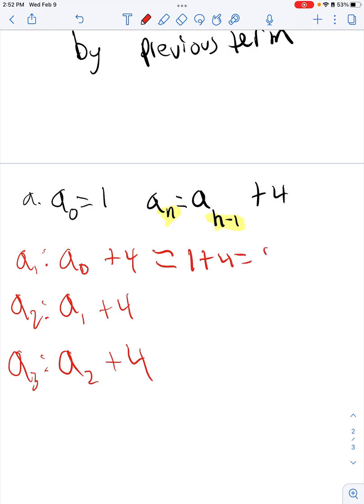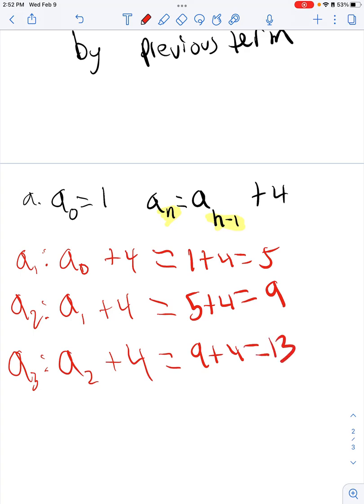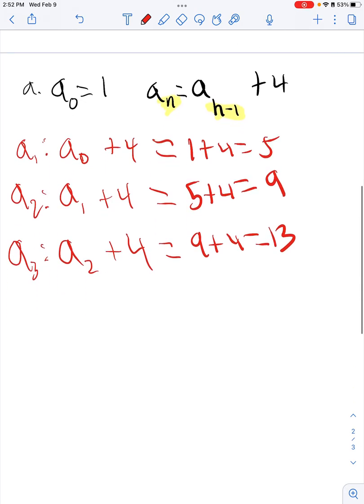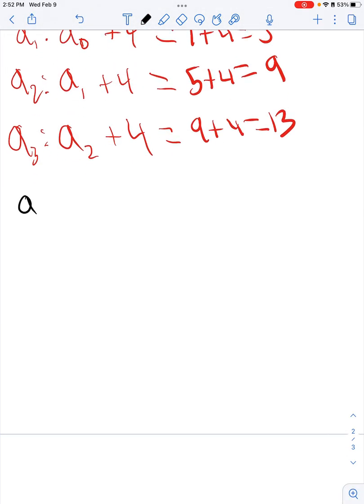In this case, a sub 0 is 1. 1 plus 4 is 5. A sub 1 was 5, so this is 5 plus 4, which is 9. And then 9 plus 4, which is 13. And again, it goes on and on. So we're using the previous terms to describe the sequence and series.